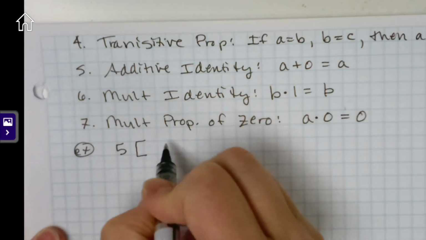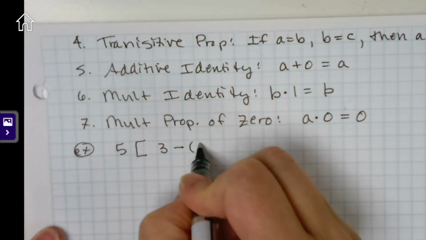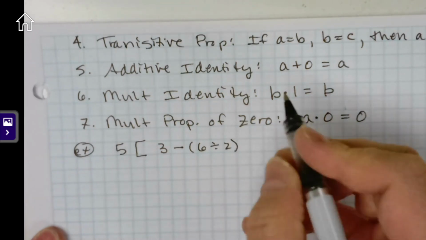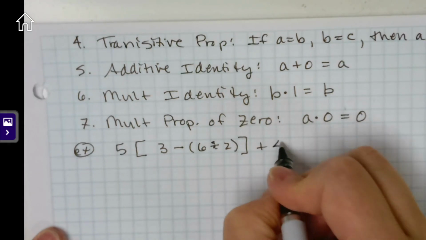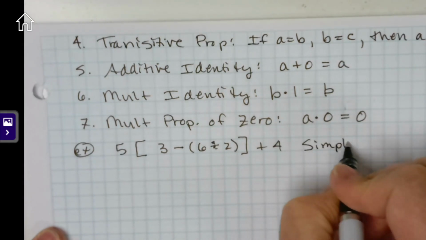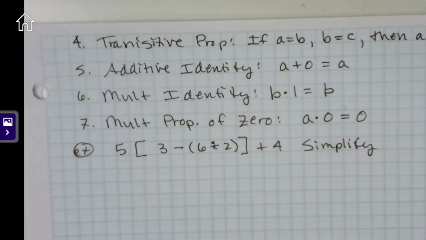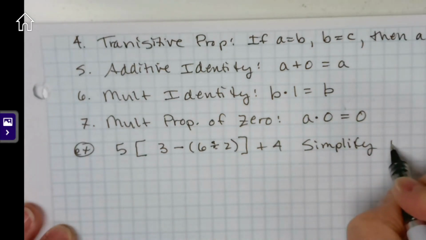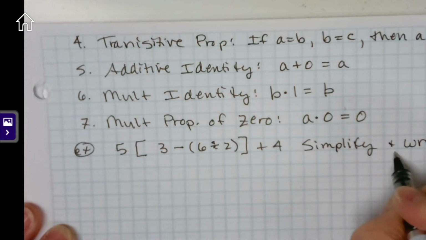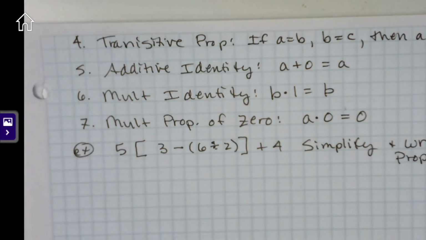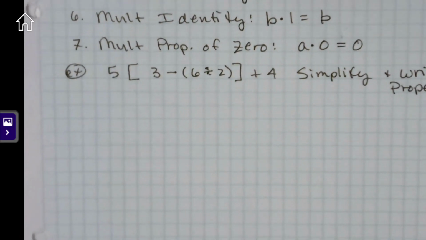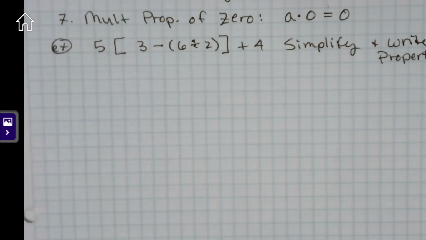So 5 bracket 3 minus, in parentheses, 6 divided by 2, parentheses, bracket, plus 4, and it will just say simplify. And their directions will say simplify and write the property next to each step. Now there's lots of other properties. We're just learning these 7 today.